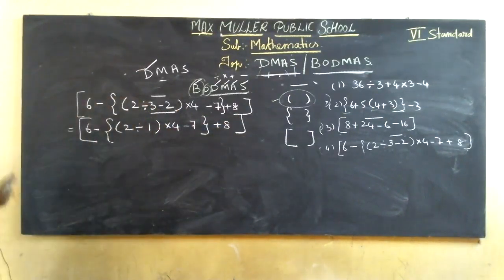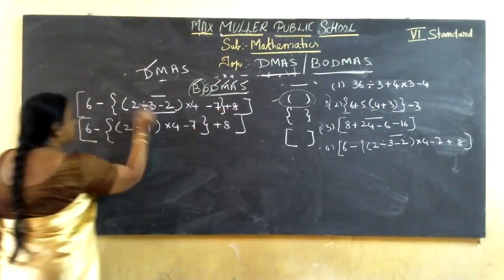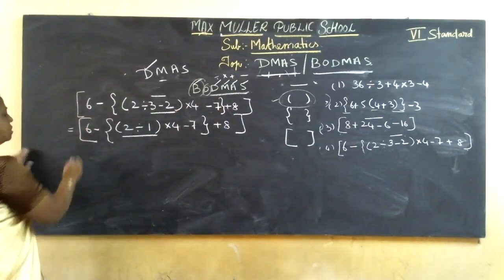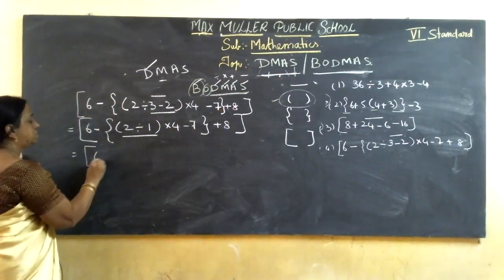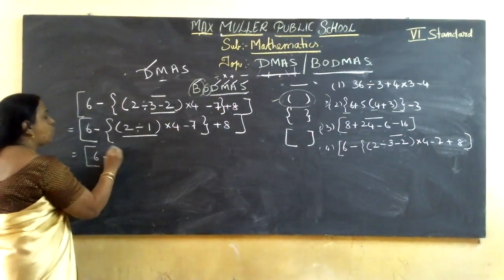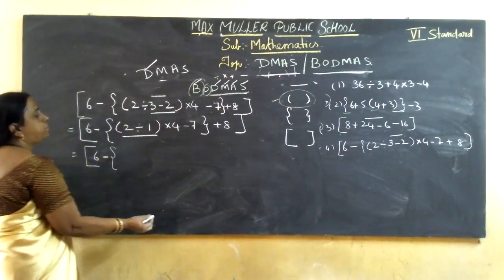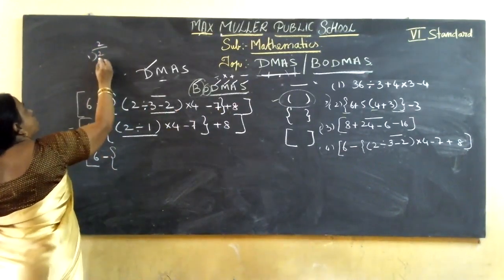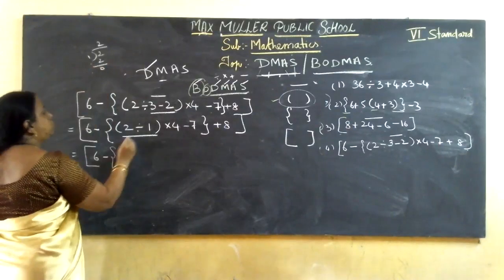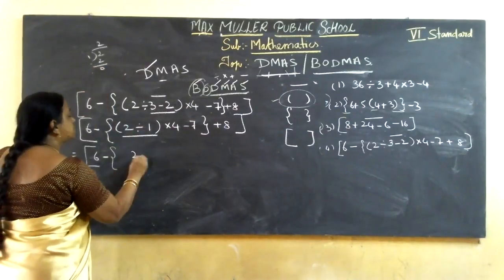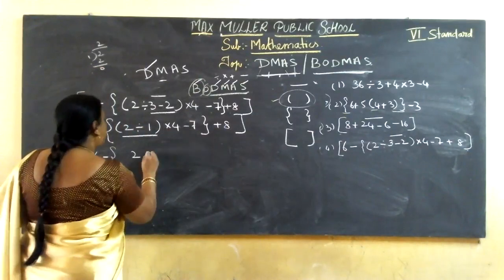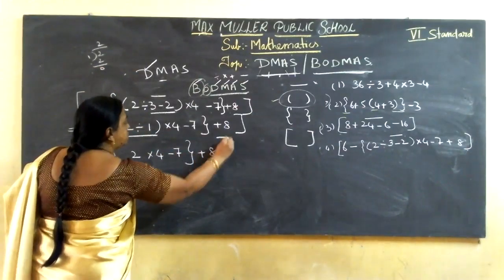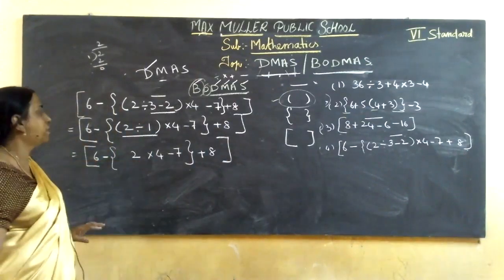Now the vinculum is over. Next bracket is what? Round bracket. Round bracket is present, yes, from here. So only solve this, remaining copy as it is. Open square bracket 6 minus open curly bracket 2 divided by 1. 2 divided by 1, how much will you get? 2 ones are 2. So 2 divided by 1 is 2. Now into 4 minus 7, close this, plus 8. This bracket you should close. Now the round bracket we remove.